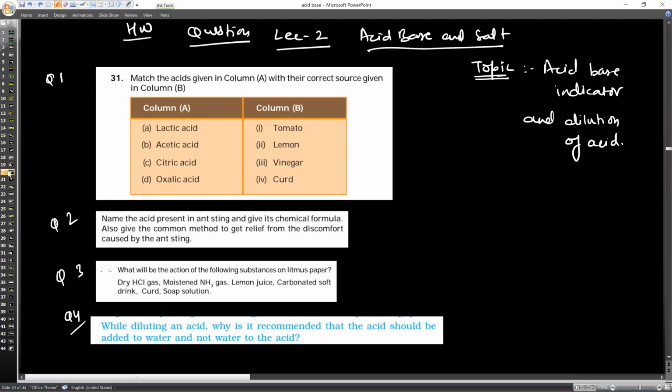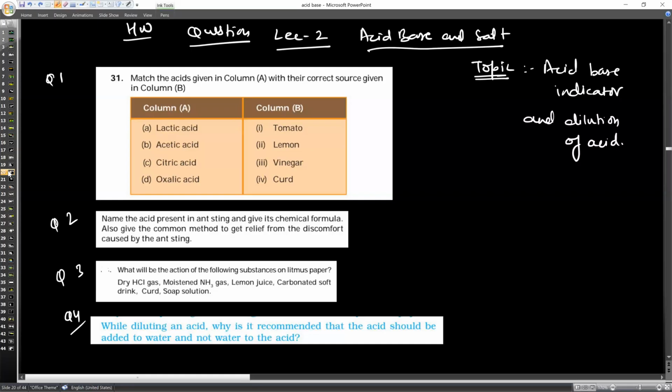Okay, next is, while diluting acids, why is it recommended that acid must be added to water? You will be able to answer this question properly. Name an acid that we have done. That is methanoic acid. And how can we get relief from that one? That is simple, by rubbing some mild base, like toothpaste, which is also basic in nature. So we can get relief from it by using mild base.